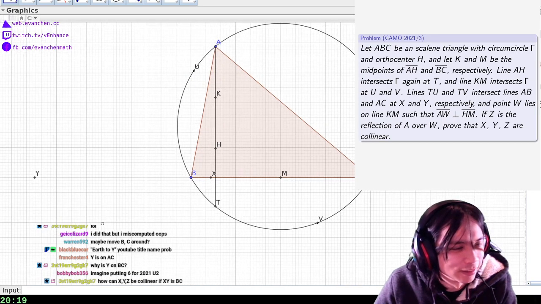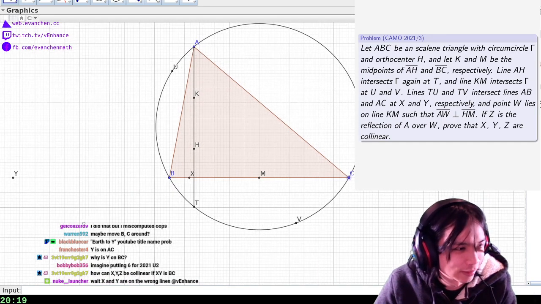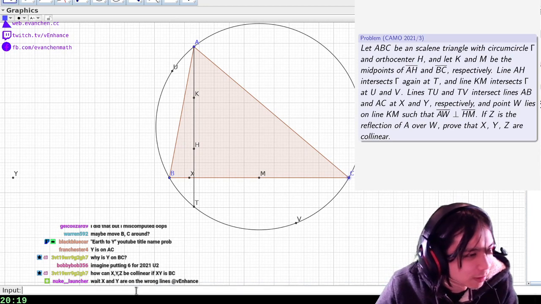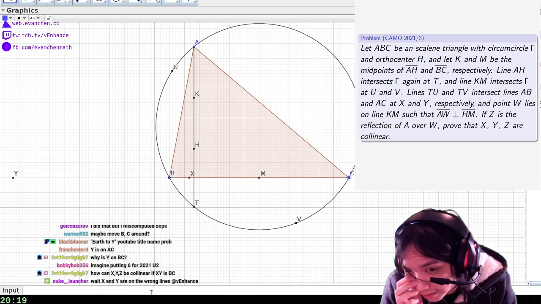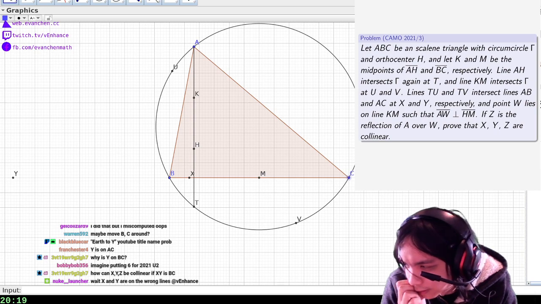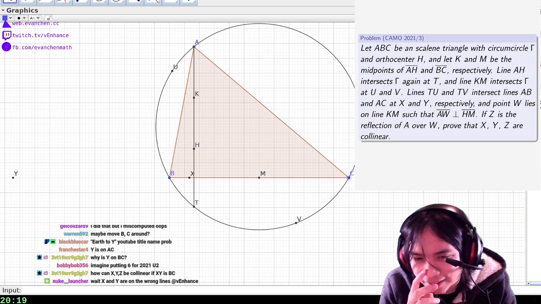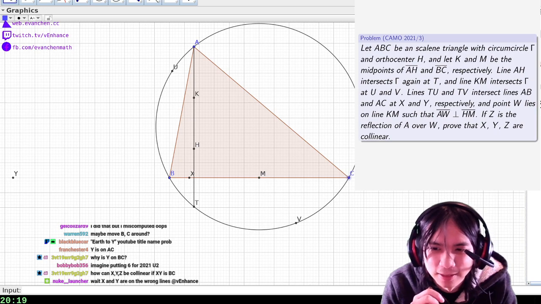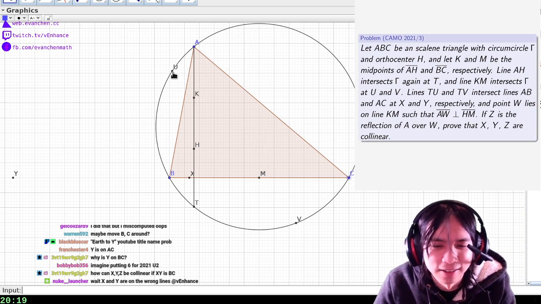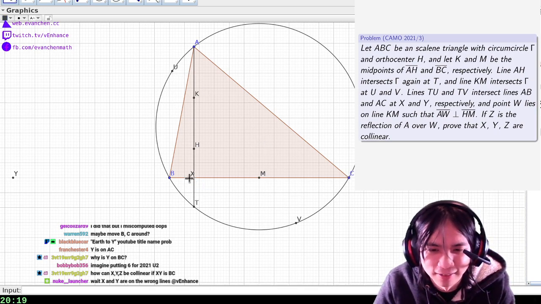Imagine putting 6 there. There are a lot of people who thought the answer was 6, which it's not. X and Y are the wrong lines. Oh, it's AB and AC. Okay.